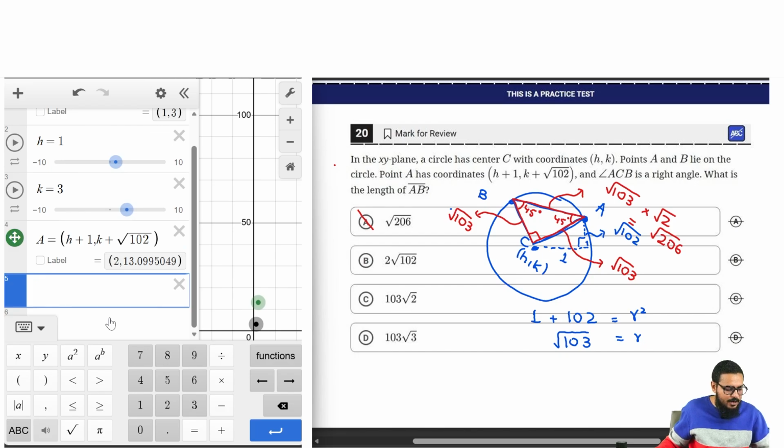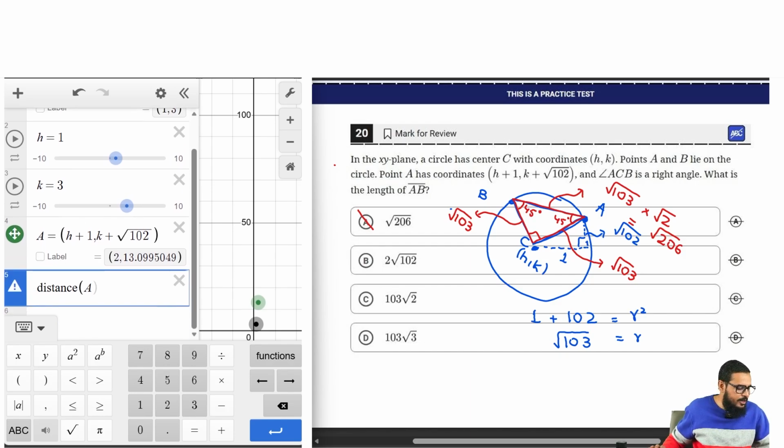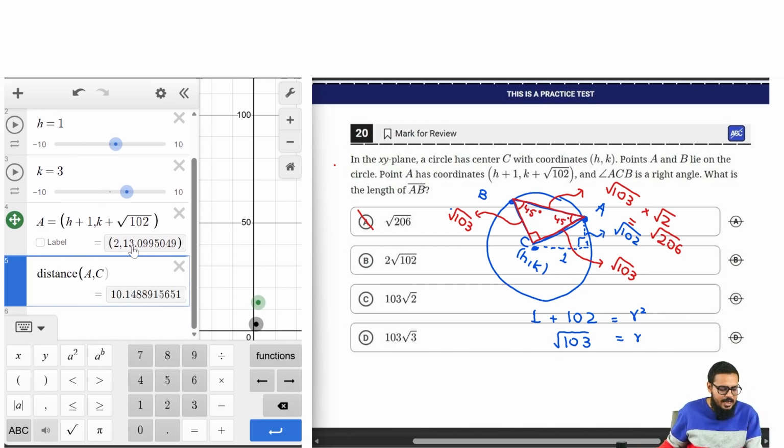And then if you want to find the distance of these two coordinates, which would be a radius, you're going to use distance, and then type A comma B. Desmos is going to calculate your distance, C comma A, or you can write A comma C as well, because I labeled my coordinates as A and C. That's your distance AC, and that's specifically your radius. So once you know your radius is 10.14, this should also be 10.14.